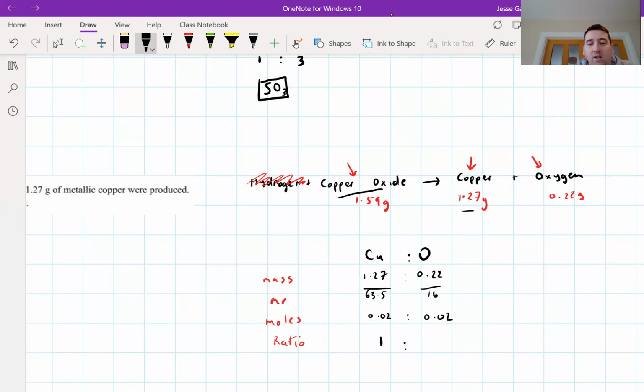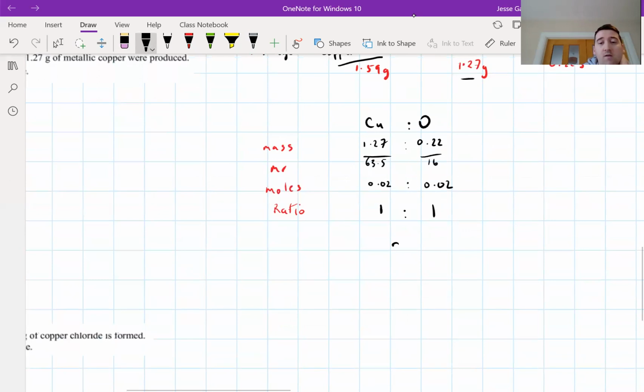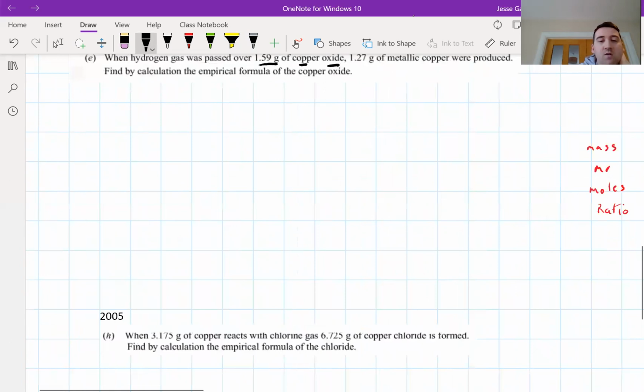They're both the same number, so pretty straightforward. The ratio is 1:1. All right, so once you do that, you should get the empirical formula of 1 Cu, 1 O. There's your empirical formula. Right, last one. We're flying through these now.